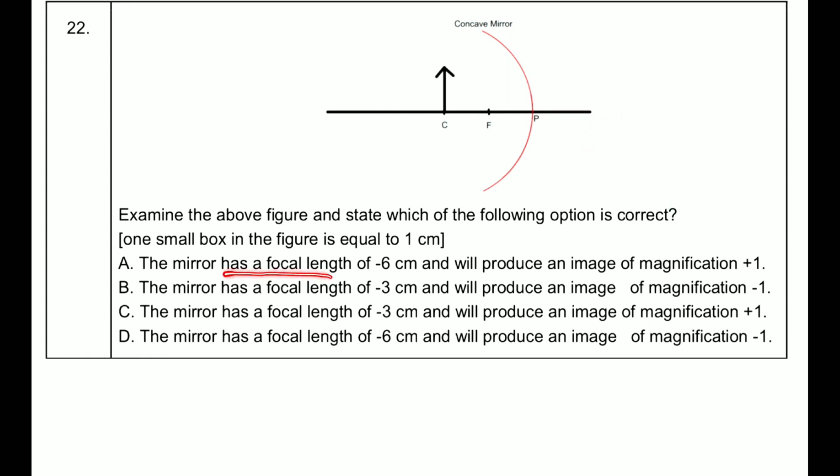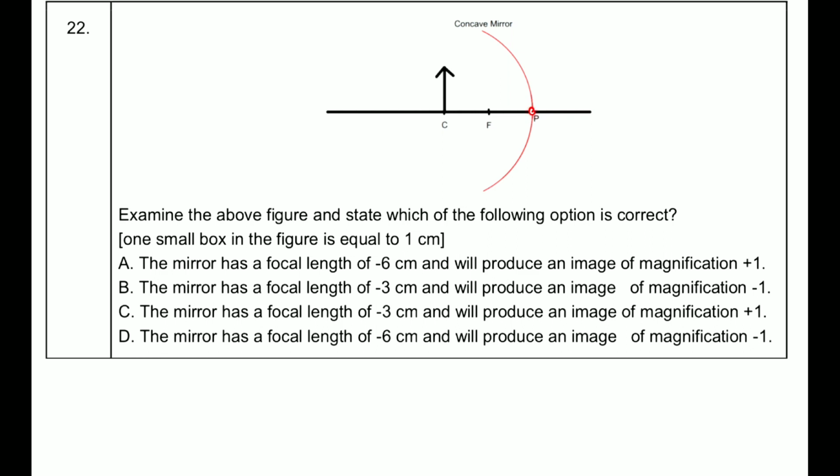The mirror has a focal length of -6 centimeter. Is it? Okay, let's see. So this is your focus. You guys can see, according to the question, one small box in the figure is equal to 1 centimeter. So that means this is 1 centimeter, this is 2 centimeter, this is 3. So basically it is actually 3 centimeter. Focal length is actually 3 centimeter. But you have to understand the focal length will be negative.